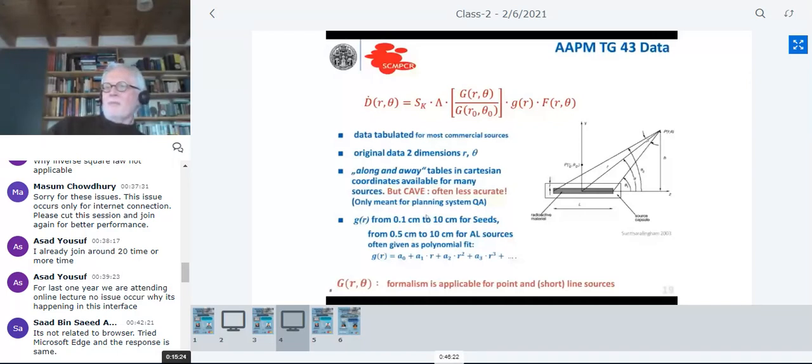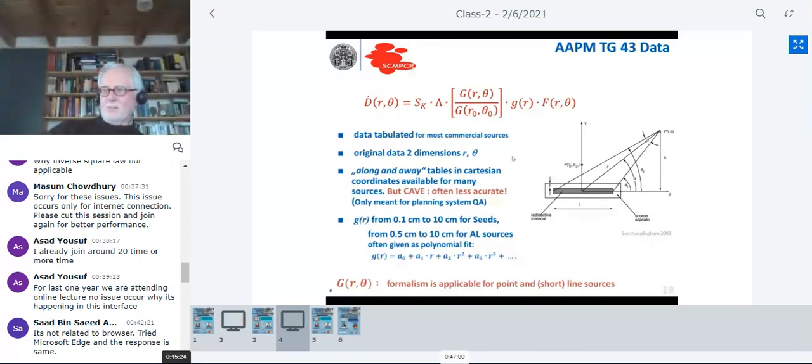What TG43 now does is it delivers published data in data tables. The data is tabulated for almost all of the commercial sources. You can find this data in databases that are published on the internet. I'll show you where that is in a minute. And the original data is always tabulated in a polar coordinate system in 2 dimensions, r and polar angle theta.